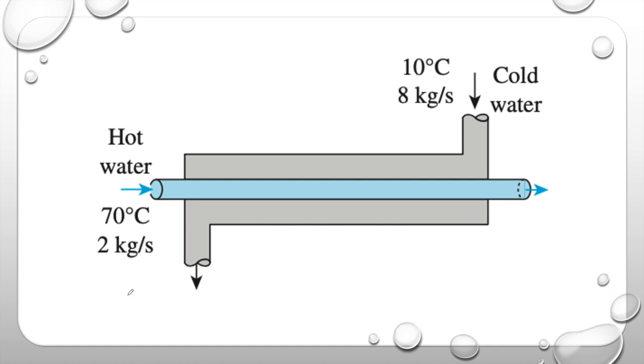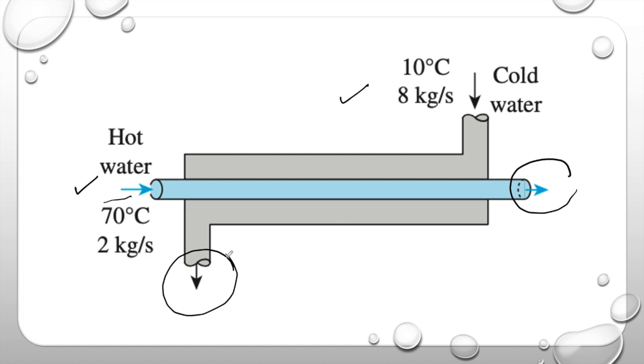So which of these two methods will be used to solve this question? What we have to understand is that when we want to use the LMTD method, all the temperatures, inlet and outlet, must be given. Now, take a look at this question. We do have the hot water inlet temperature and the cold water inlet temperature. But the outlet temperatures for both will remain unknown.